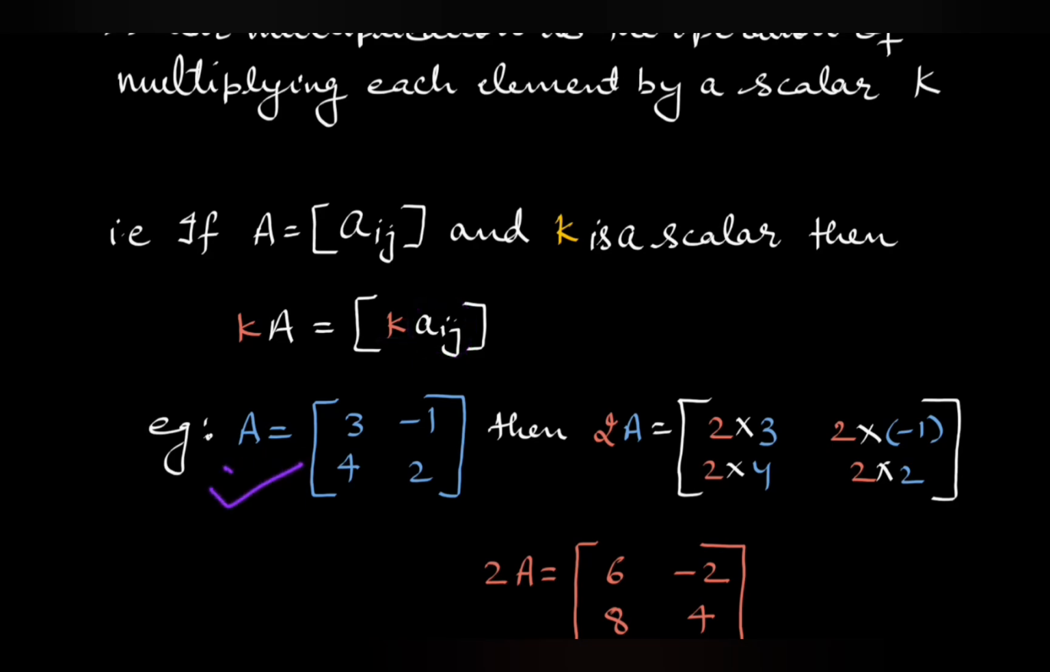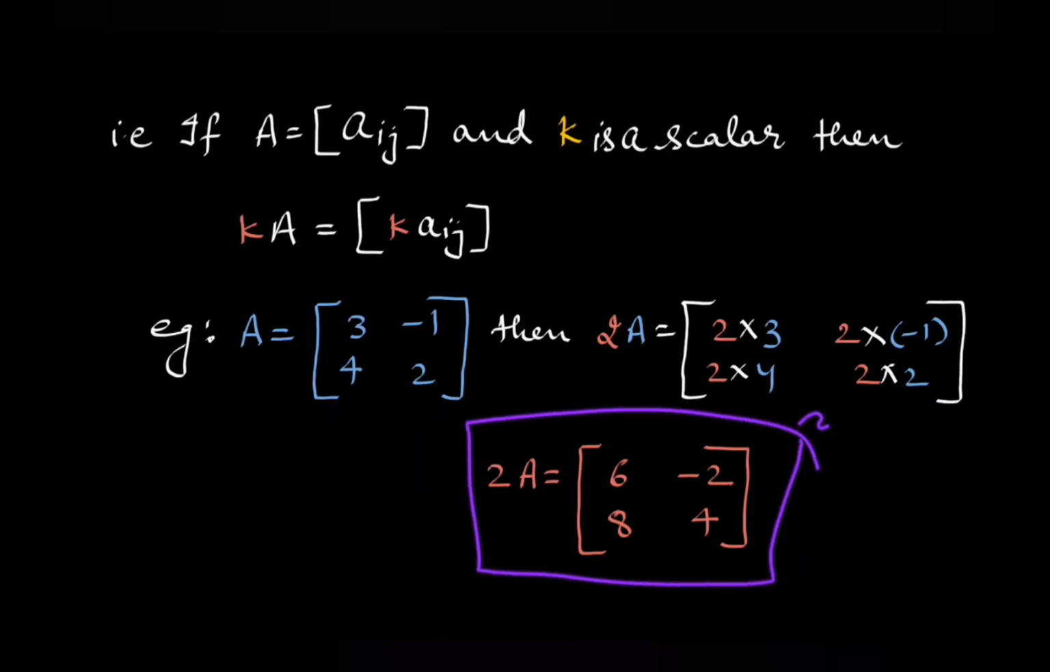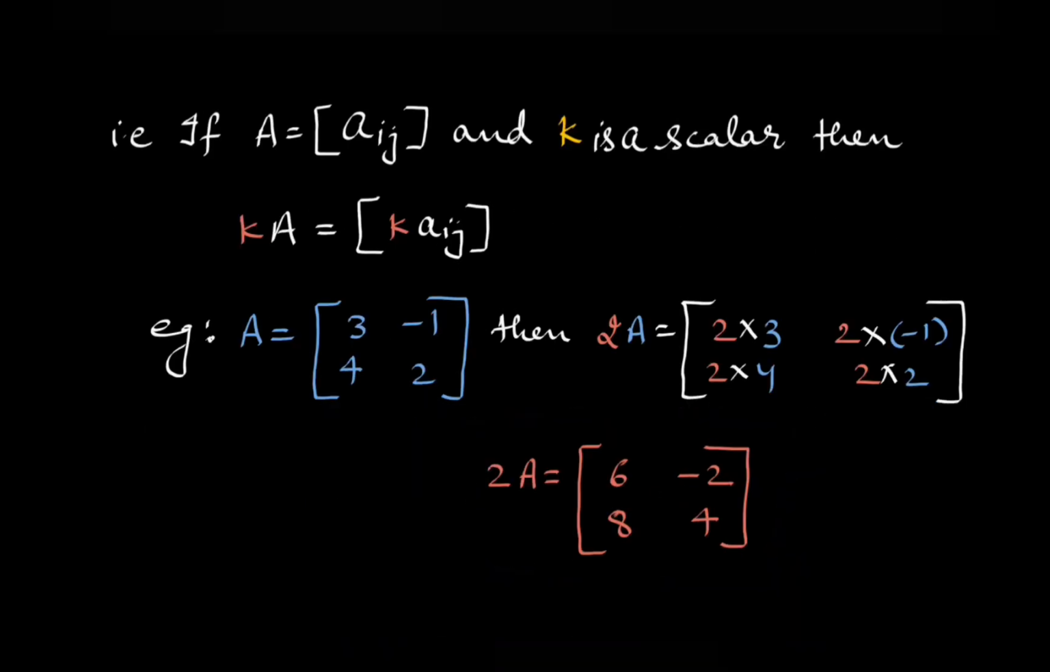For example, if this is the given matrix A and we are trying to find 2A, then we will multiply 2 with every element inside the matrix. That means 2 into 3, 2 into minus 1, 2 into 4, 2 into 2. This will give me my scalar multiplication, twice of A.